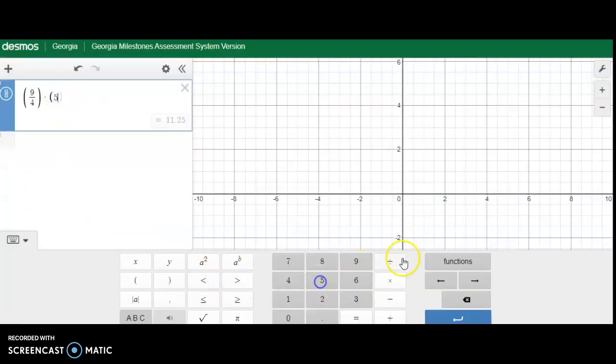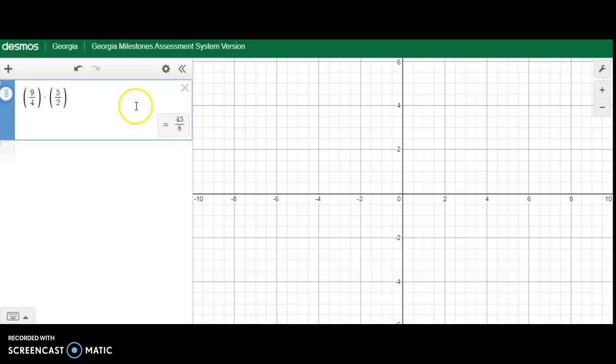Oops, let me get back in there. 5 divided by 2. So we have a couple different ways we could write our answer. It could be 5.625. It could be 45 over 8. Let's write both of those down.